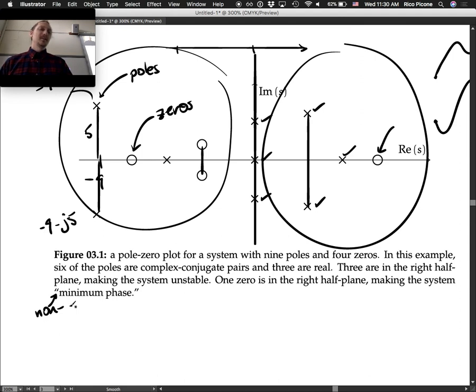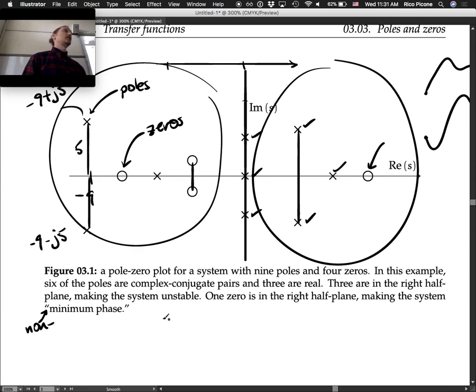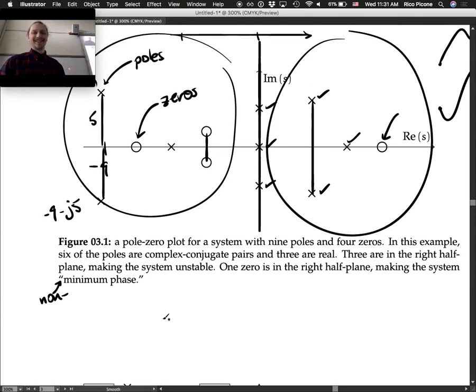Non-minimum phase. So beyond what we're going to talk about in this course, just understand that if a 0 shows up over there, it doesn't mean that the system's unstable. It just means that it's non-minimum phase and harder to control. Okay, so just know that much about it, and that's all you need.